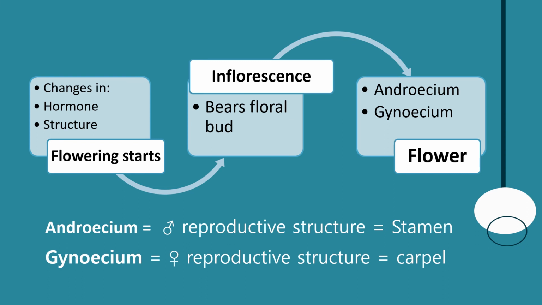Inflorescences are formed that bear floral buds and then the flowers. Within flowers, androecium and gynoecium differentiate and develop. Androecium is the male reproductive structure and bears stamen. Gynoecium is the female reproductive structure that bears carpel.